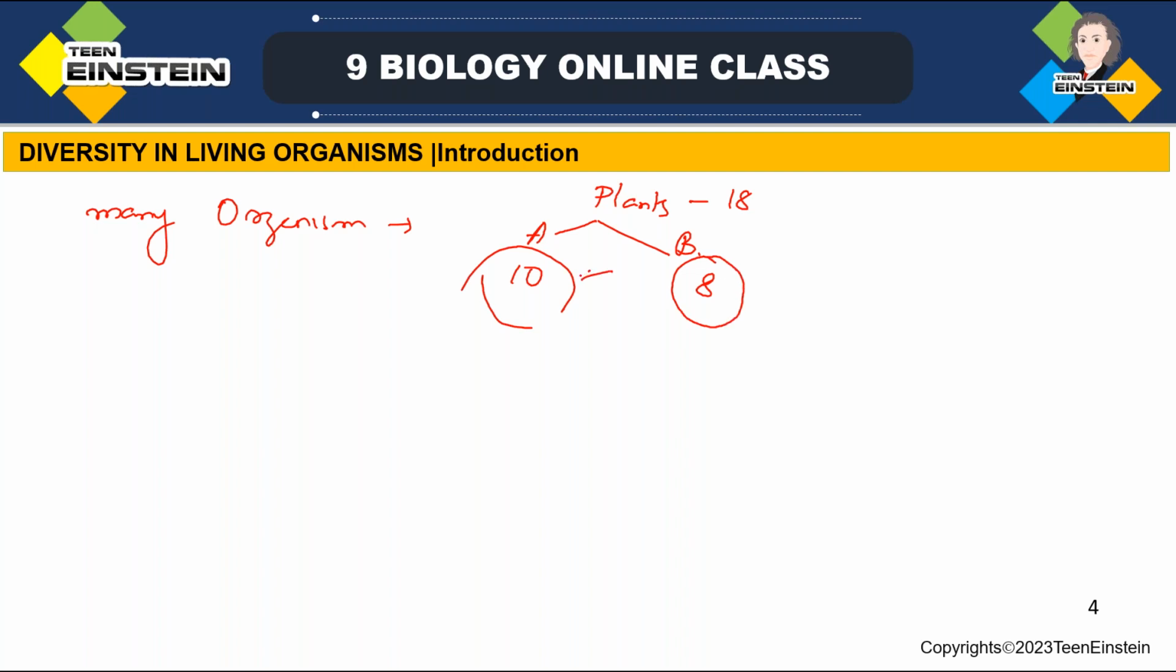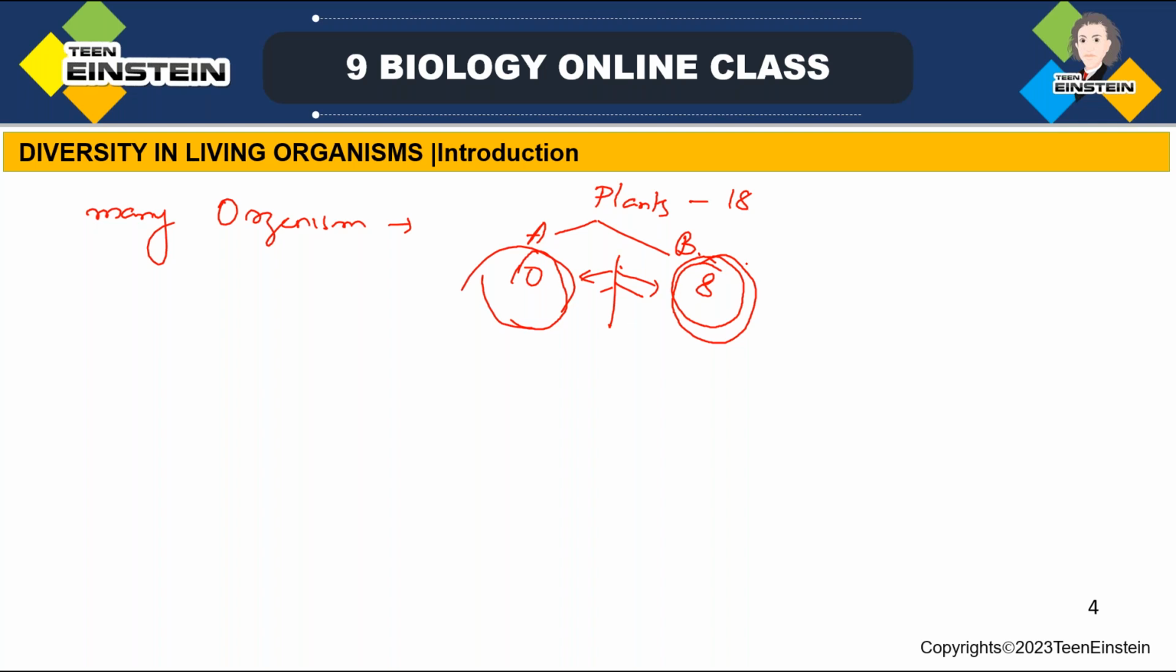So how did you separate these 8 and these 10 plants? Based on similarities you made group A, and based on similarities you made group B. And how you separated them is based on the differences between these plants; you made them into two groups. So there we need to consider similarities and differences. Similarities help put them into a single group, and the differences make them into separate groups. Clear?